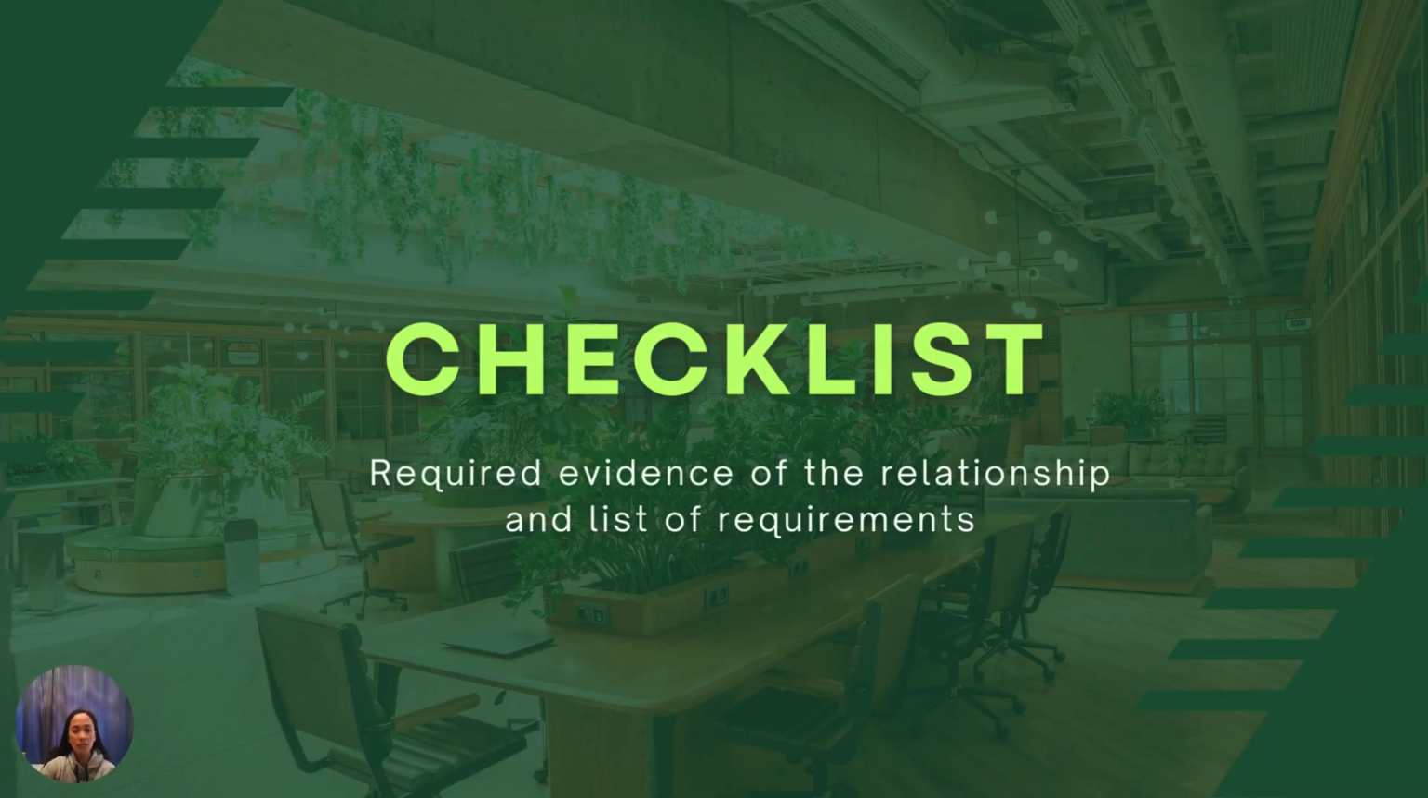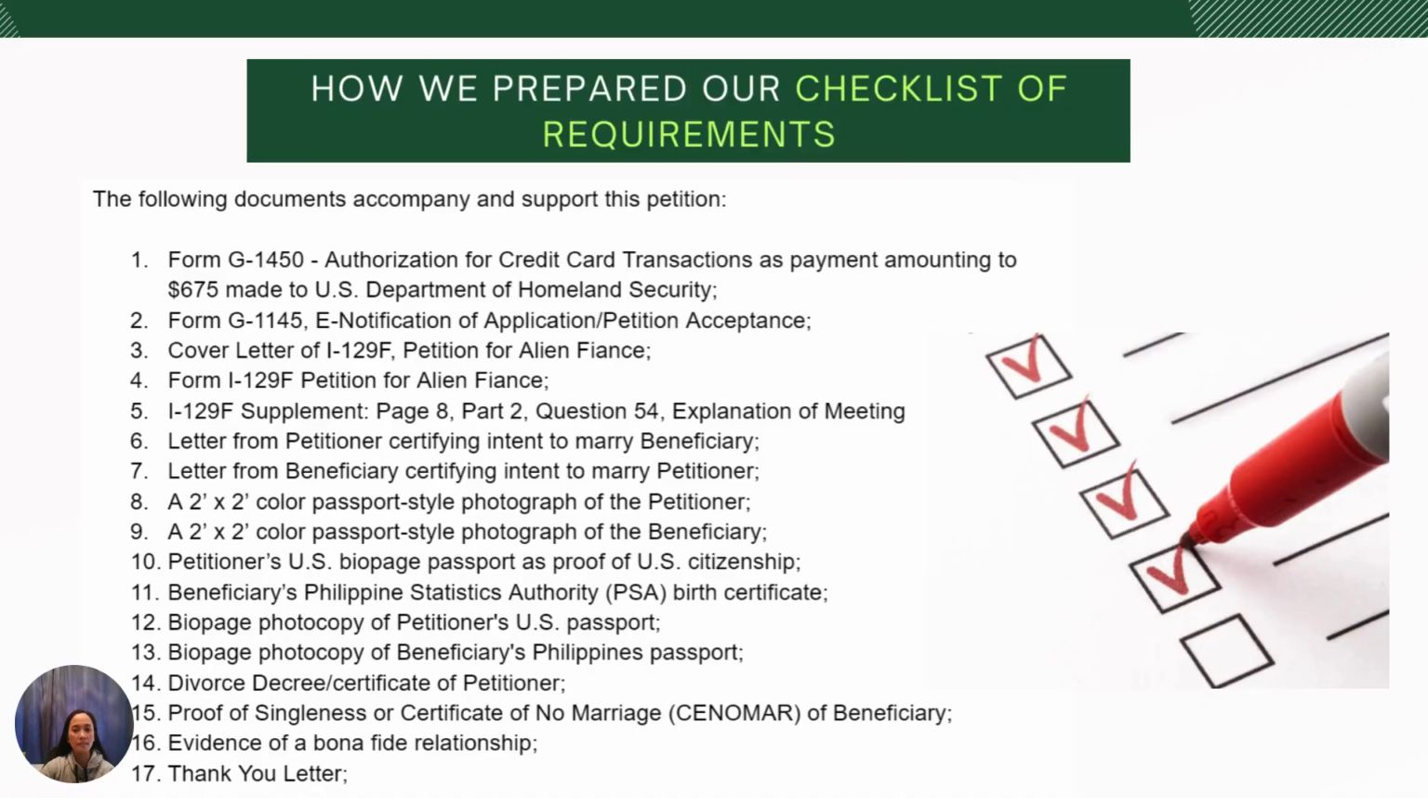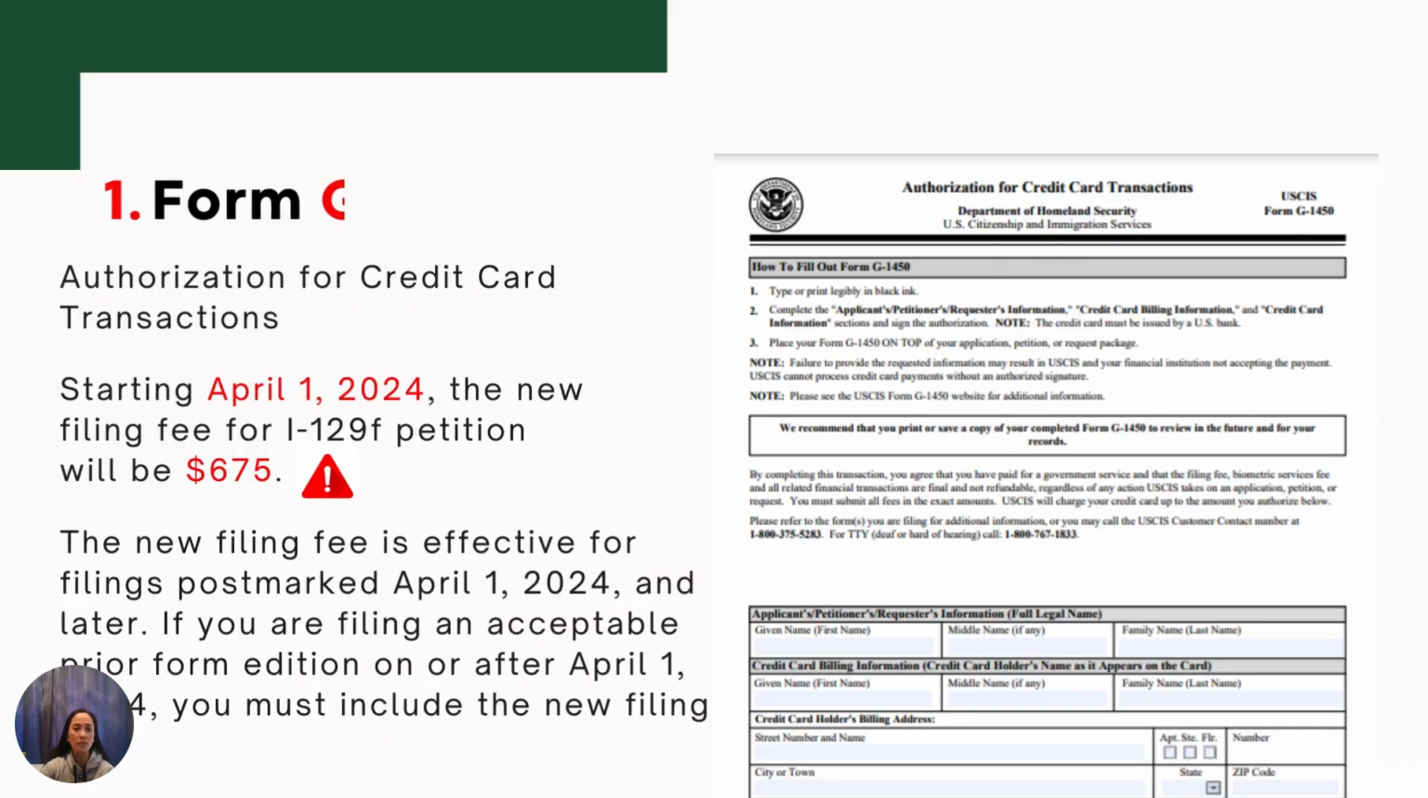Let us now proceed to the checklist of the required evidence of the relationship and the list of requirements. Here is the actual list of documents that we prepared when we submitted our petition to the USCIS. So let's talk about number 1, the Form G-1450. You have to download this form if you are going to use a credit card to pay for your filing fee. This is what we call the authorization for credit card transactions.